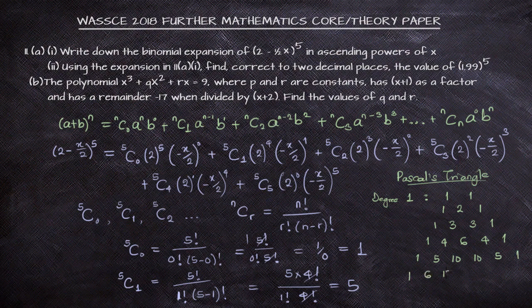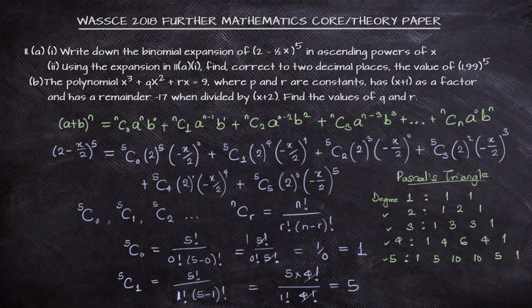1 plus 5 is 6, 5 plus 10 is 15, 10 plus 10 is 20, 10 plus 5 is 15, 5 plus 1 is 6, and 1 at the edge. Now, these correspond to the coefficients of our variables in increasing powers of n. So when the degree is 2, 3, when the degree is 4, these are the coefficients, and when the degree is 5, which we are concerned about here, these are the coefficients.